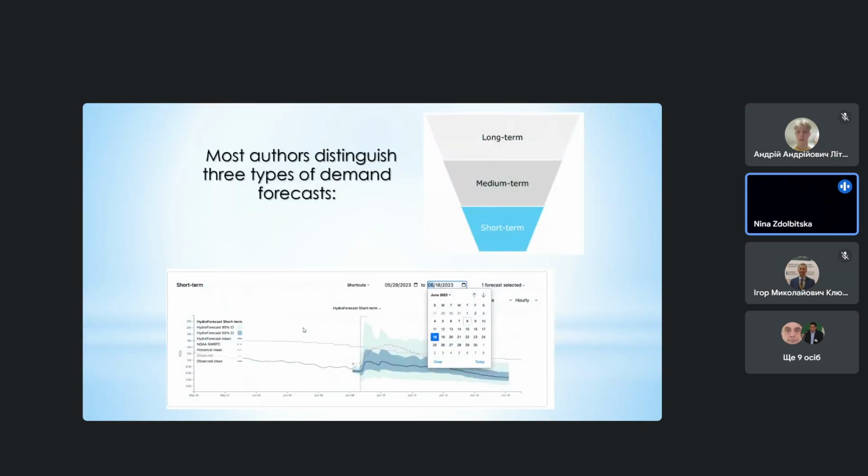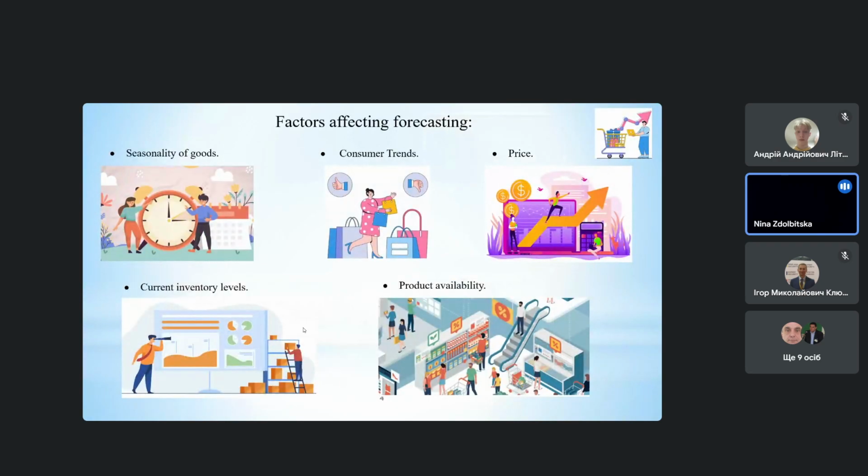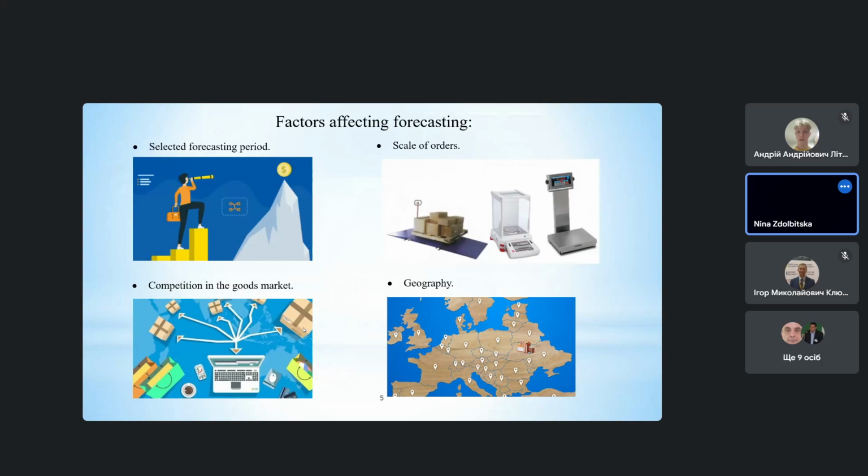Three types of demand forecast: short-term, medium-term, and long-term. Factors affecting forecasting: seasonality of goods, consumer trends, price, current inventory levels, and product availability. Also, sales of orders, selected forecasting period, competition in the market, and geography.